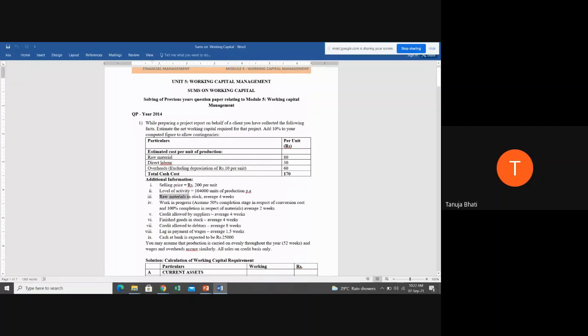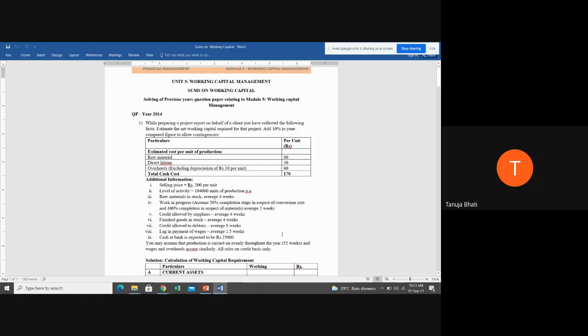Now, raw material is in stock for average 4 weeks. So this operating cycle for raw material is 4 weeks. Okay. Next, work in progress. Assume 50% completion stage in respect of conversion cost and 100% completion in respect of materials. As I told you, 50% for conversion cost.